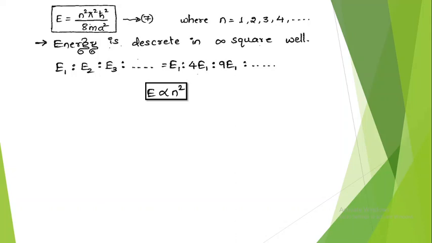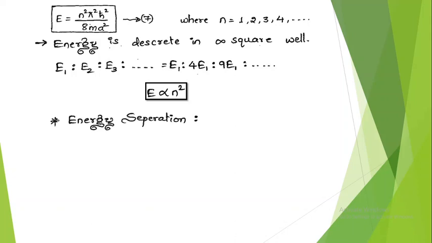So when you are getting any question where you need to find out the energy for, let us say, the fifth state in an infinite square well, then you can directly say that it is equal to 5 square, that is 25 times E1, which is the energy of the first state. So this is the use of understanding the energy eigenvalue.